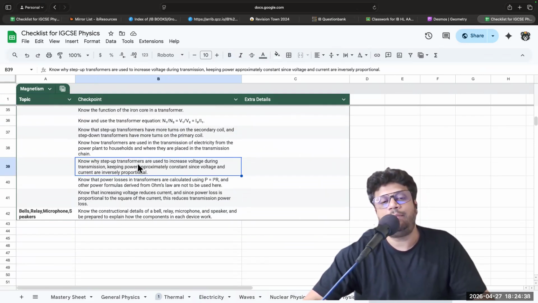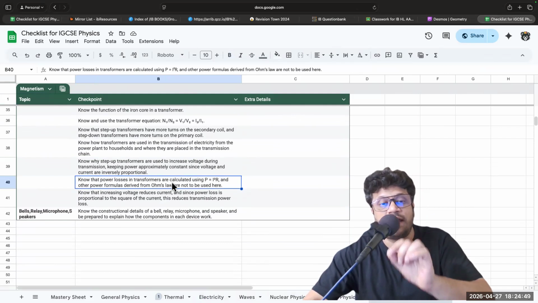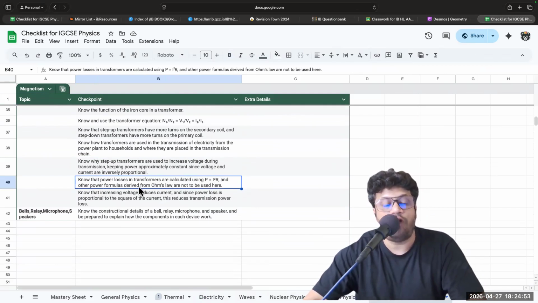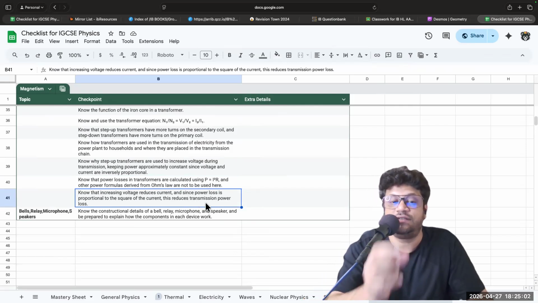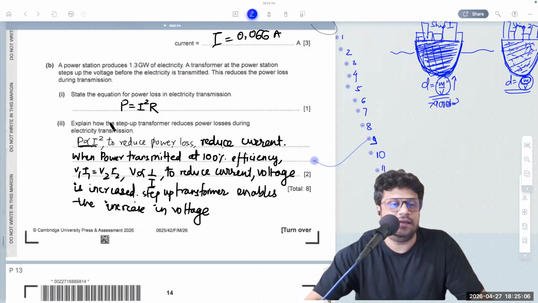Know why step up transformers are used to increase voltage during transmission, keeping power approximately constant since voltage and current are inversely proportional. Know that power losses in transformers are calculated using power equals I squared R and the other power formulae, and know that increasing voltage reduces current and this power loss is proportional to the square of the current. This reduces transmission power loss. Okay, so that is your answer. You how step up transformers reduce power losses.